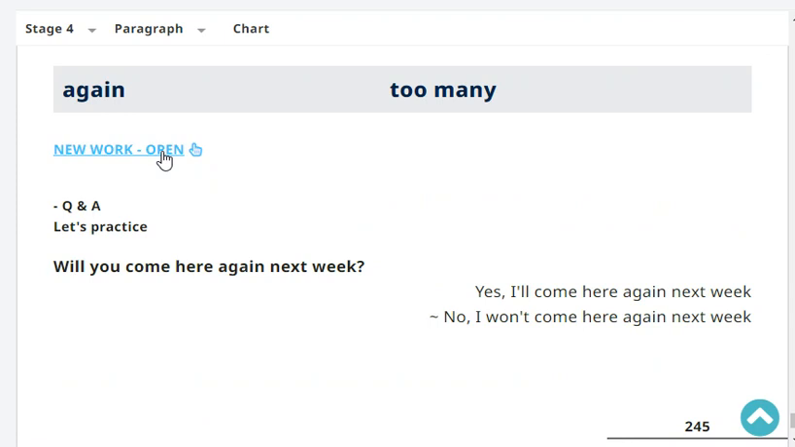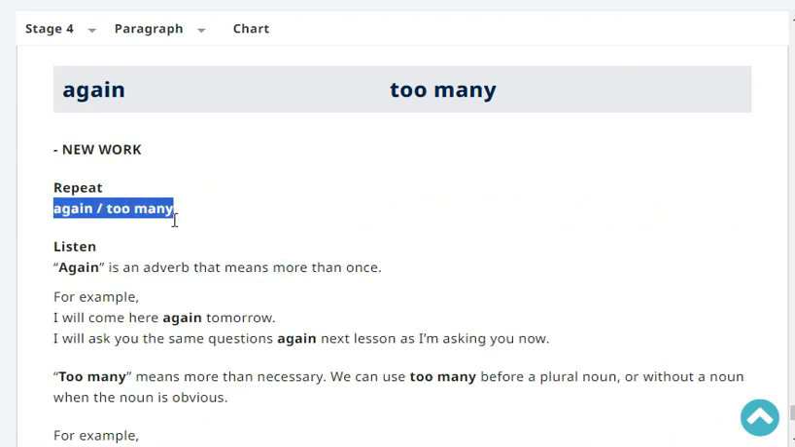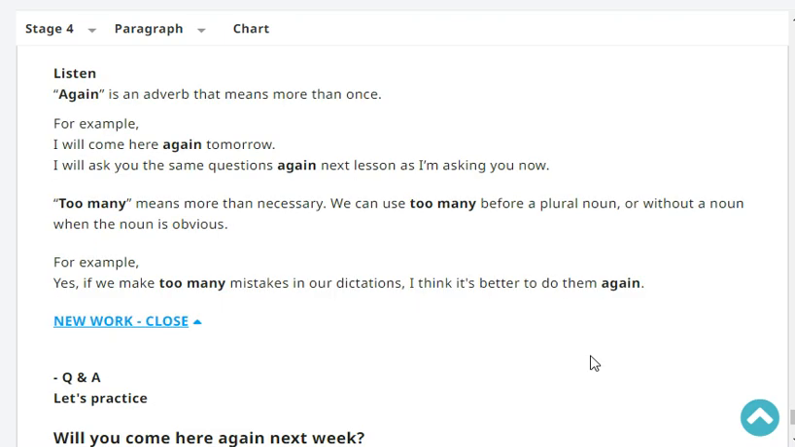Next, repeat: again. Again. Too many. Very good. Okay, listen. Again is an adverb that means more than once. For example, I will come here again tomorrow. I will ask you the same questions again next lesson as I am asking you now. Too many means more than necessary. We can use too many before a plural noun or without a noun when the noun is obvious. For example, if we make too many mistakes in our dictations, I think it's better to do them again.